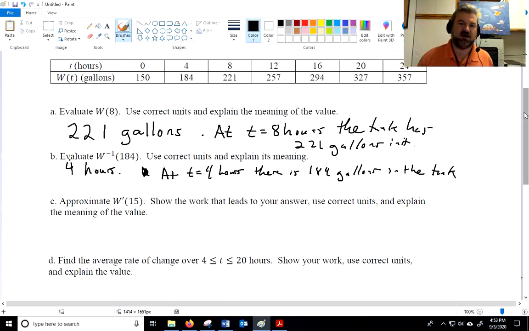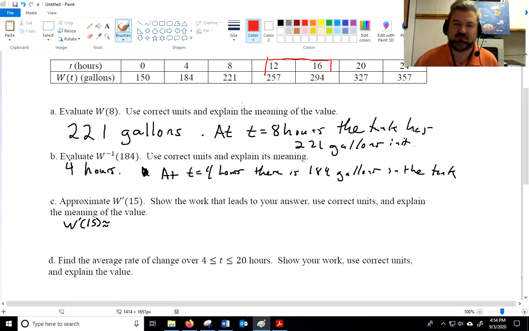Okay, so this is how I would calculate W prime of 15. I can only approximate it. And although they don't require it, I think it's a good idea when approximating to use the approximate symbol, not the equal symbol. So I'm going to have to use the slope of a secant line or an average rate of change. And I want to use t values that surround the value that they're asking. So I'm going to use this.